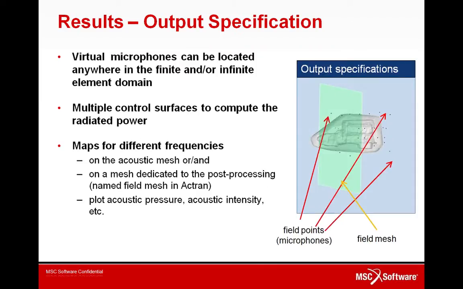So Actran automatically computes global quantities like mean sound pressure levels or global radiated power, but can also give you access to local indicators anywhere you want. For that purpose, you need to define what we call virtual microphones or field points, and these virtual microphones can be defined anywhere inside or outside the finite element domain, thanks to the use of these infinite elements. Then you also have maps of the acoustic fields that are available on the acoustic mesh, or you can define a post-processing mesh, and that's something we call in Actran a field mesh.